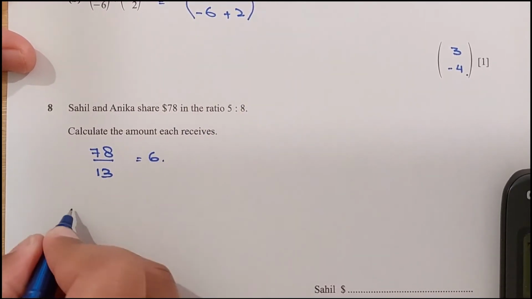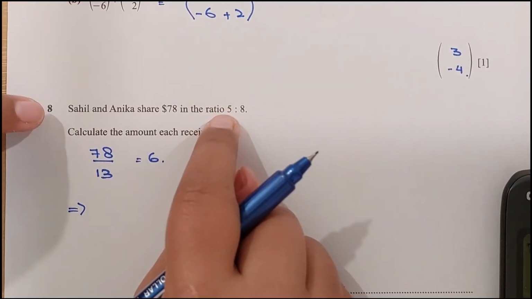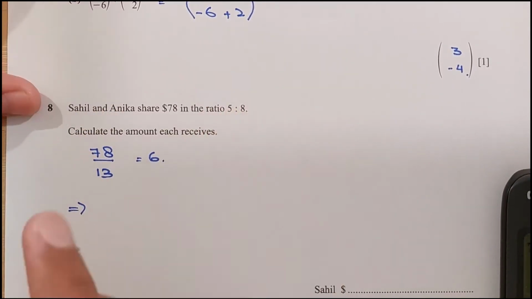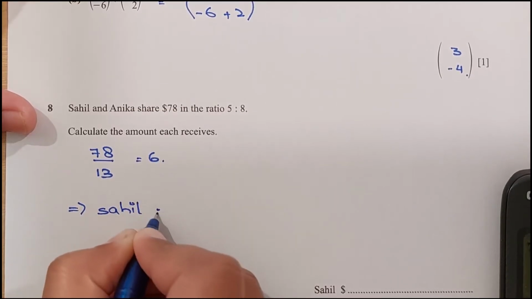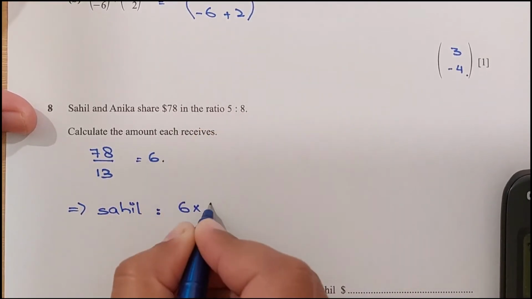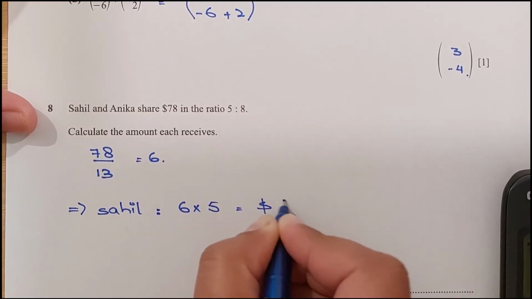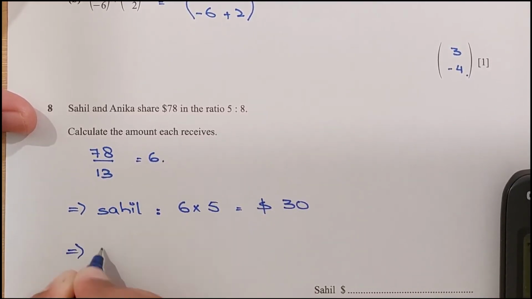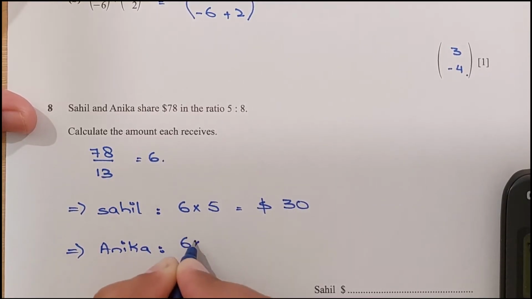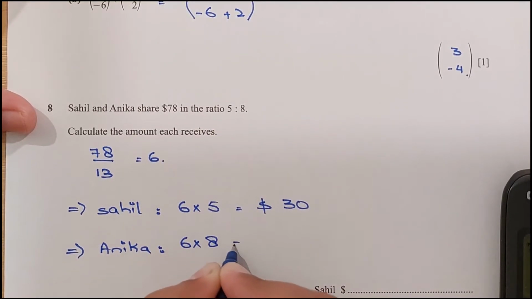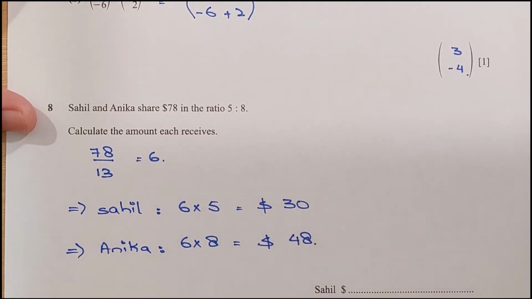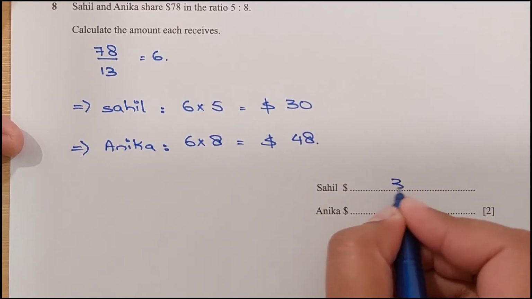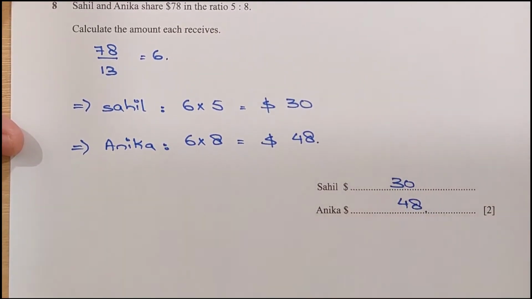So it means for Sahil the ratio is 5 and for Anika it is 8. For Sahil, we take 6 times its ratio. 6 times 5 is $30. And the second is Anika, 6 times the ratio 8. 6 times 8 is $48. Right, so that is 30 and 48.